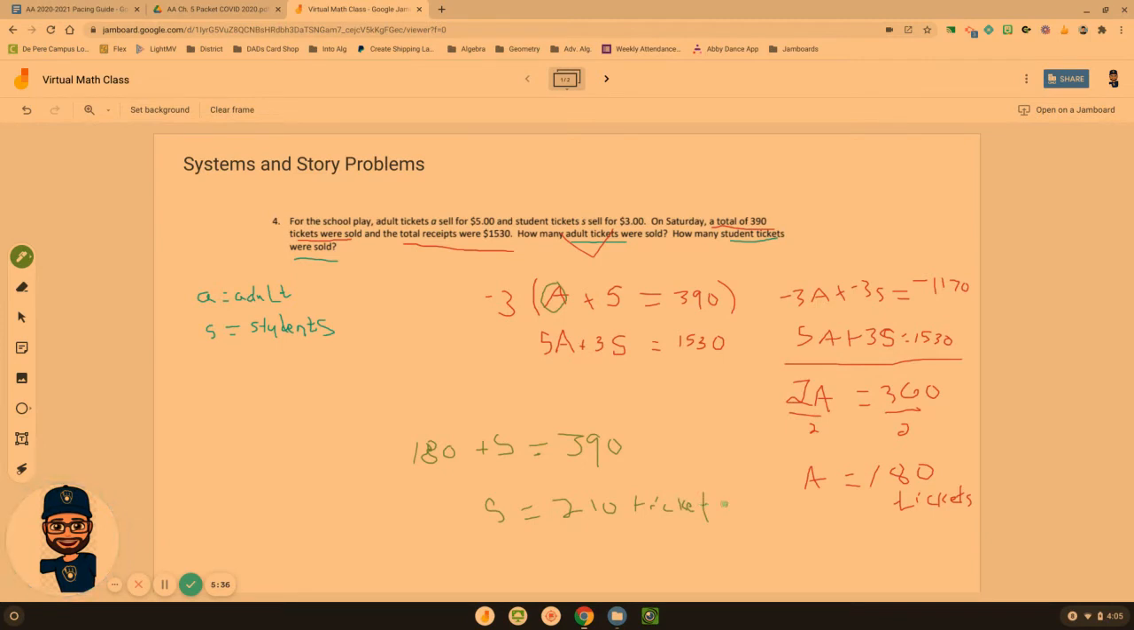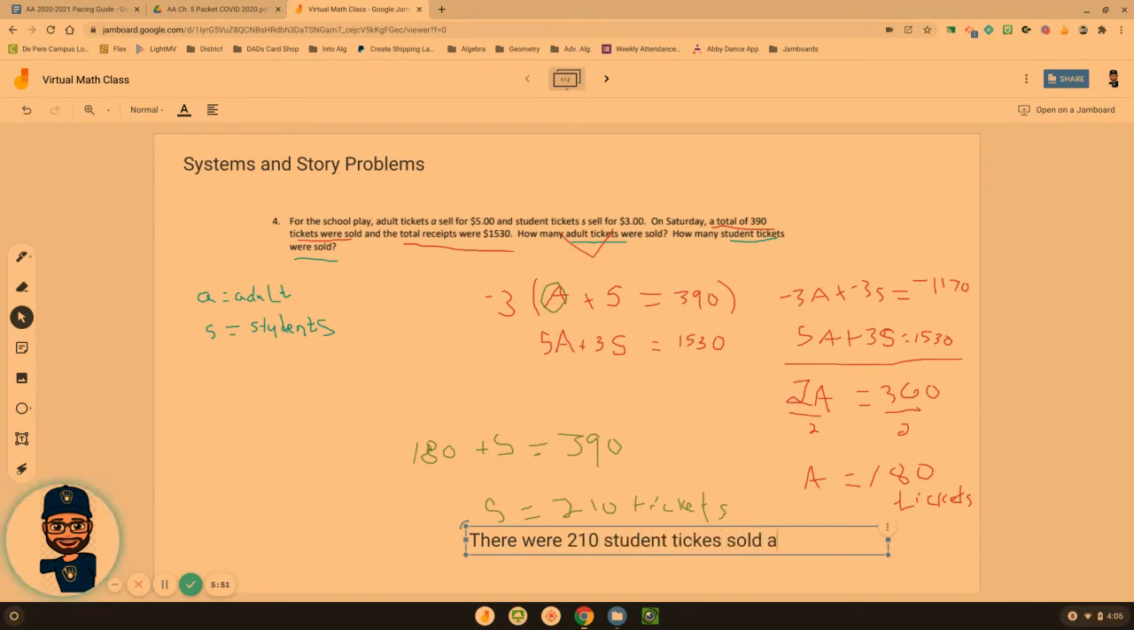As we talk about story problems, we may not necessarily need to use the ordered pairs. We might want to explain our answer, right? There were 210 student tickets sold and 180 adult tickets sold. So we might want to really truly explain our answer as best as we can. We have to peel back from the story problem to come up with those two equations and then use one of our methods to solve.